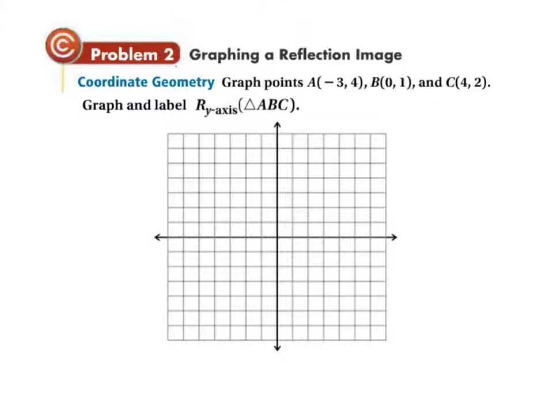Let's try this one. It says graph points A, B, and C. Let's do that. A is -3, 4. So plot that point and let's label it A. B is at 0, 1. C is at 4, 2. So we have ourselves a triangle here.